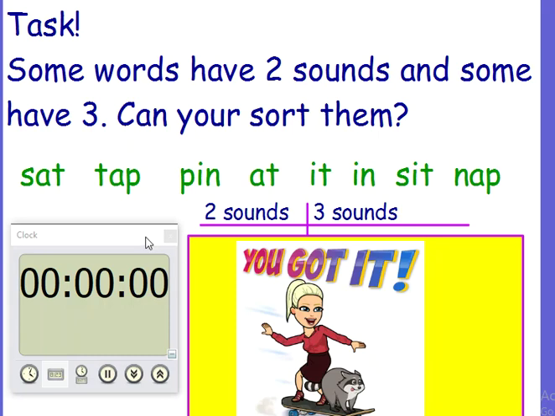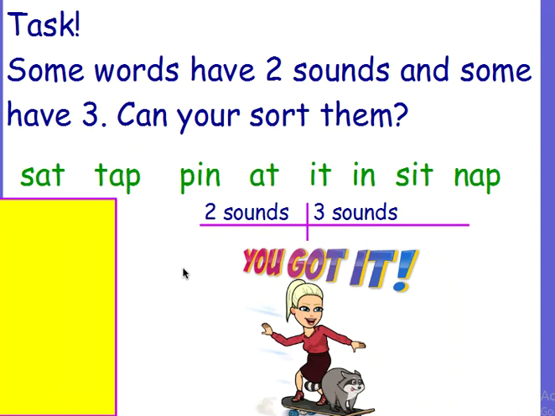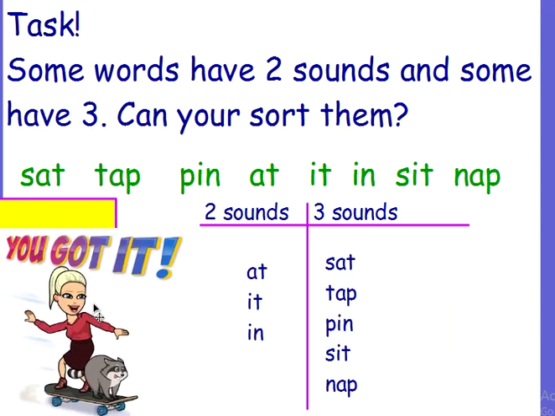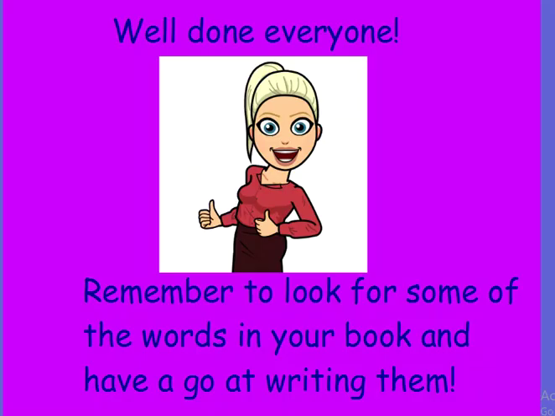Fabulous. Okay, let's see how you did. Right, here we go. So underneath here, I can reveal to you. Here are our two sound words: at, it, and in. And our three sound words: sat, tap, pin, sit, and nap. Okay, well done to you. Give yourself a house point if you managed to get all of those in the correct order. Well done to you.